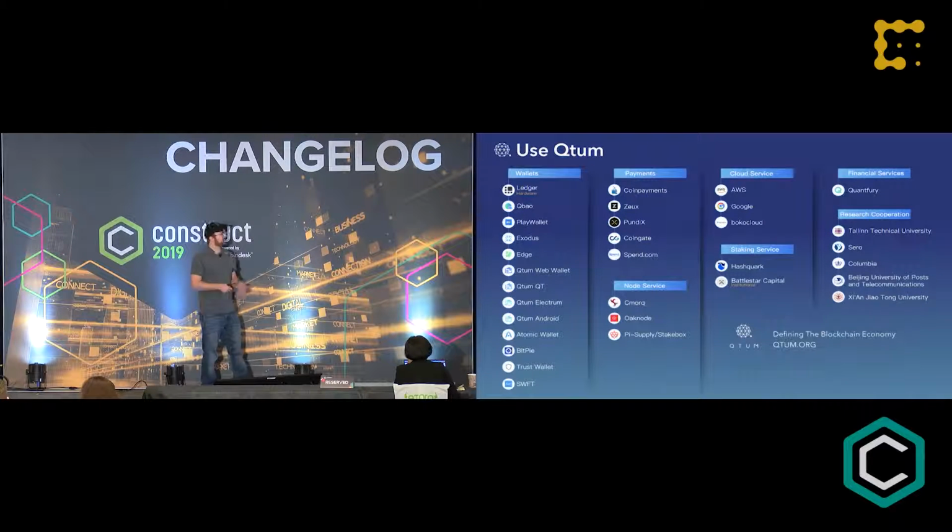So this is a very big chart with all the different services and integrations we have. And I'm sure there's probably 1 or 2 that are left off of there. But we have a big focus on wallets, of course, making it easy for people to store their Qtum, to use hardware wallets and secure devices, and also to make it easy for people that use multi-currency wallets to be able to also use Qtum in them. And so that's been a big focus of ours.